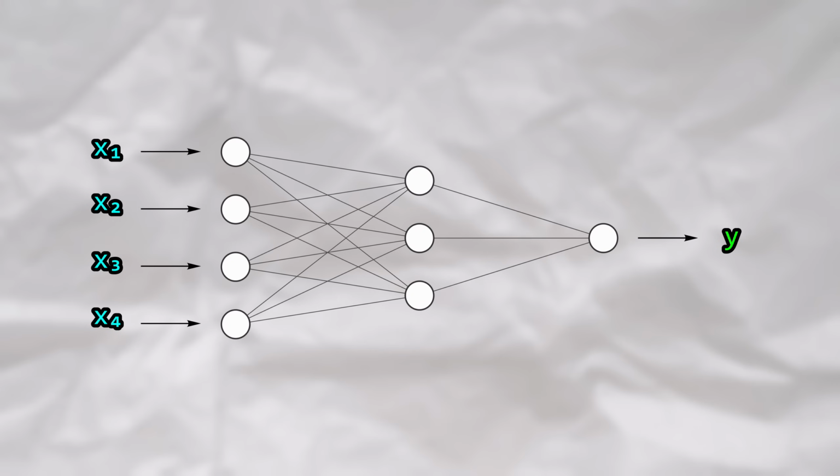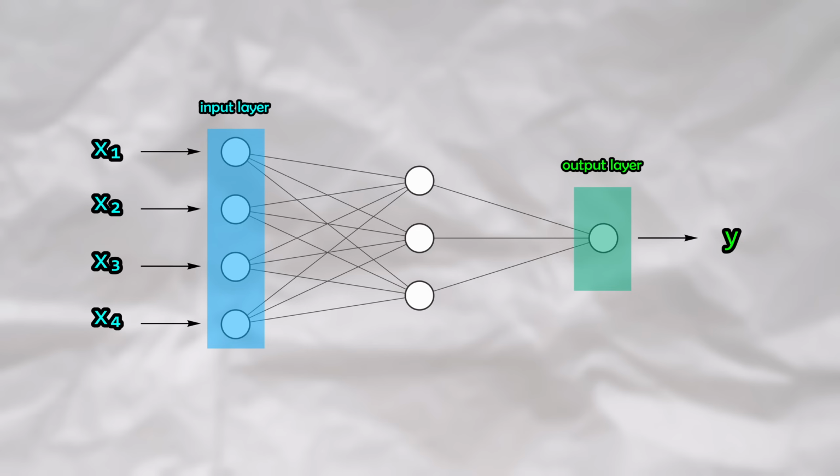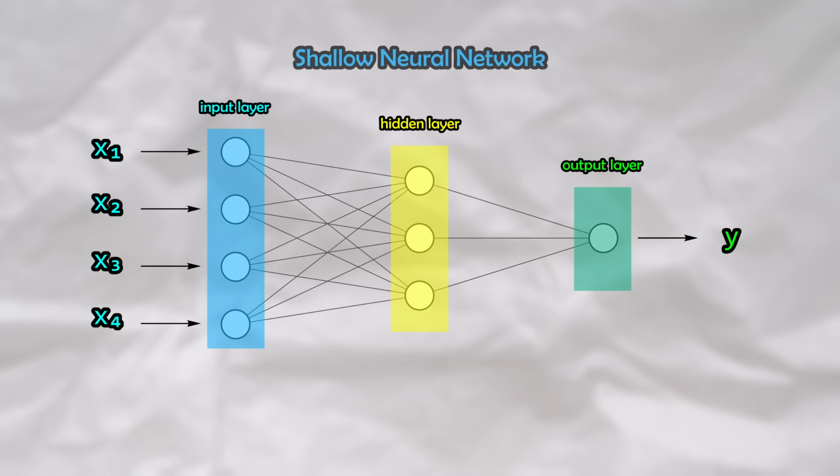Let's give some context to what we covered so far. Neural networks are structured in layers. The X values are referred to as the network's input layer. The final layer that outputs the Y value is referred to as the output layer. Any layers in the middle of the neural network are referred to as hidden layers. In this example, we only have a single hidden layer. This type of neural network with a single hidden layer is referred to as a shallow neural network.